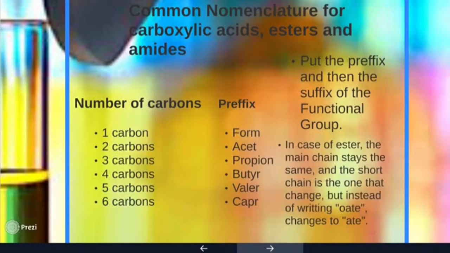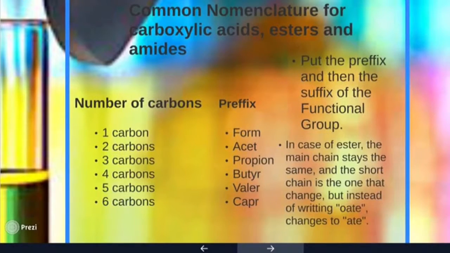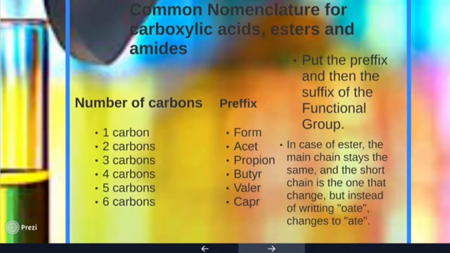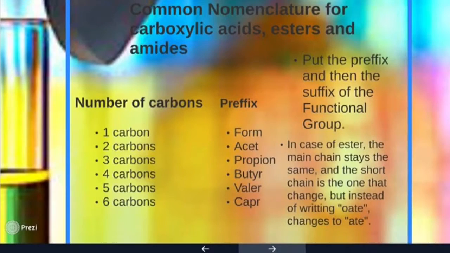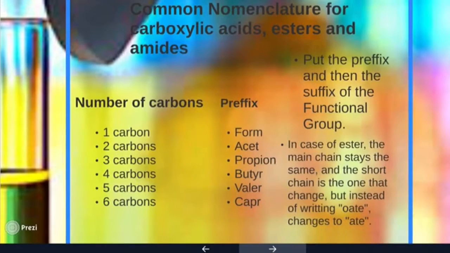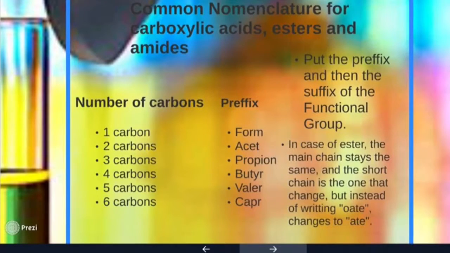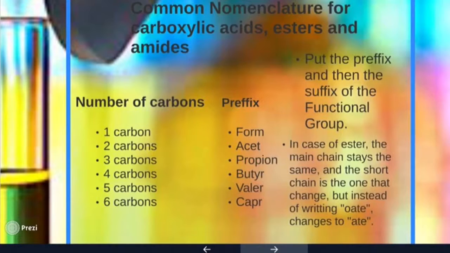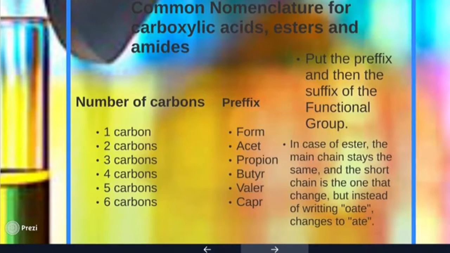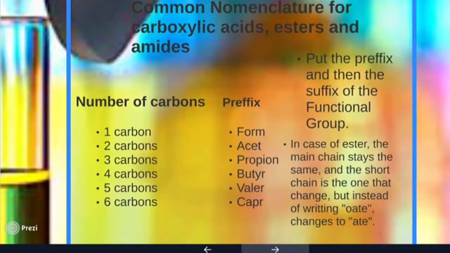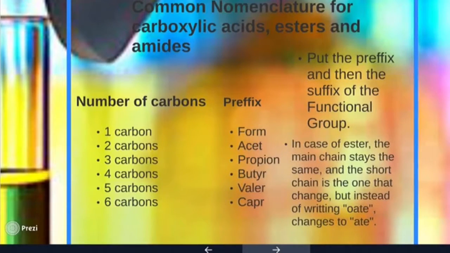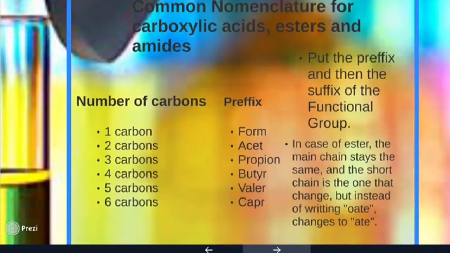Common nomenclature for carboxylic acids, esters, and amides. You have to put the prefix and then the suffix of the functional group. If it has one carbon, the prefix is form, 2 carbons acet, 3 carbons propion, 4 carbons butyr, 5 carbons valer, and 6 carbons capro. In case of esters, the main chain stays the same and the short chain is the one that changes, but instead of writing ic, it changes to ate.